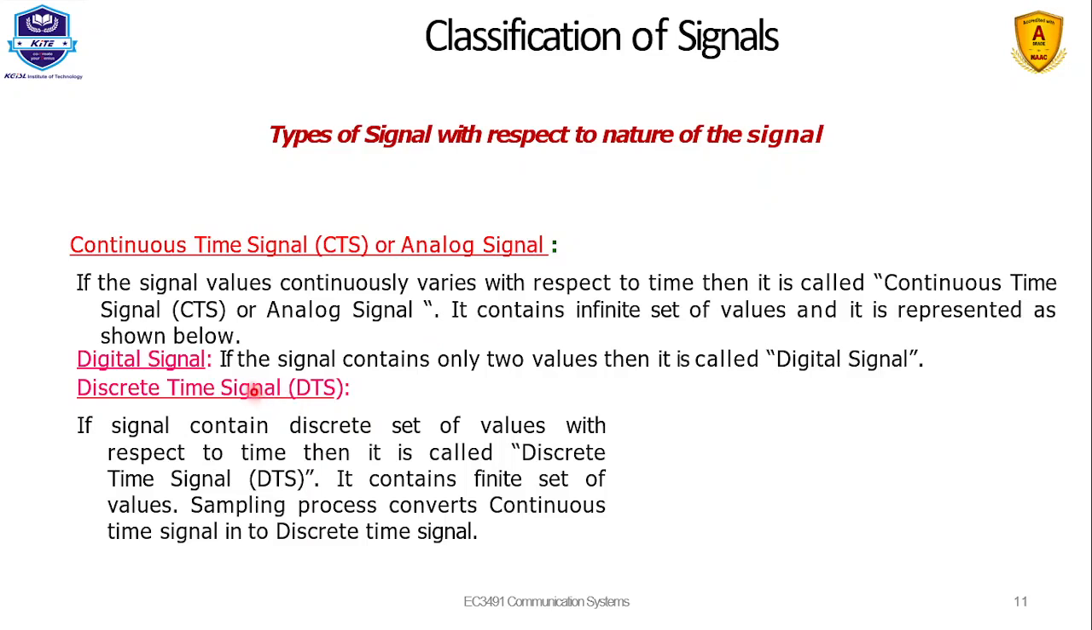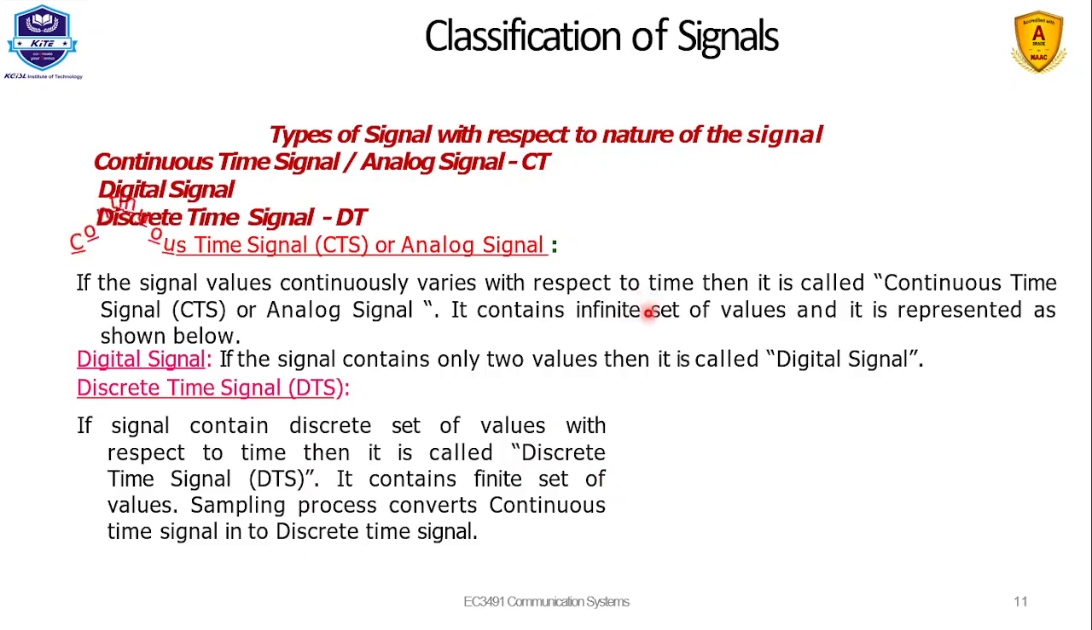So classification of signals is generally based on the nature of the signal: continuous time and, sorry, discrete time signals. A continuous time signal is nothing but one which varies continuously with respect to time. Whereas a discrete time signal is discrete in its set of values with respect to time. So here it is dependent on the time. In between you could see a digital signal, which contains only two values, zeros and ones. That's why you study the subject digital systems.